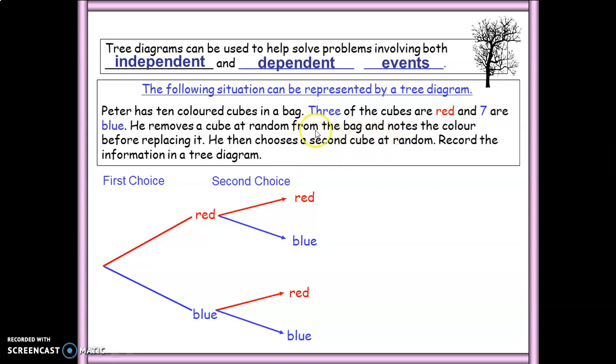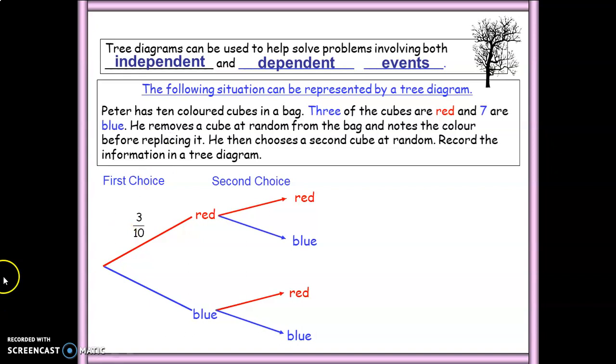Okay, so the main thing here is that he chose a cube from the bag, made a note of the color, and then replaced it back into the bag. So the bag has been reset. So the effects of his first draw of a cube has no effect on the probability of his second draw. So this is an independent situation. The second probability does not depend on the first thing.